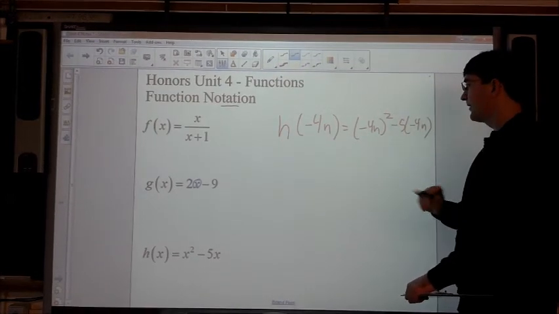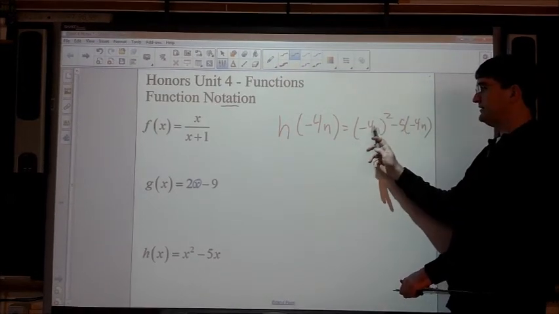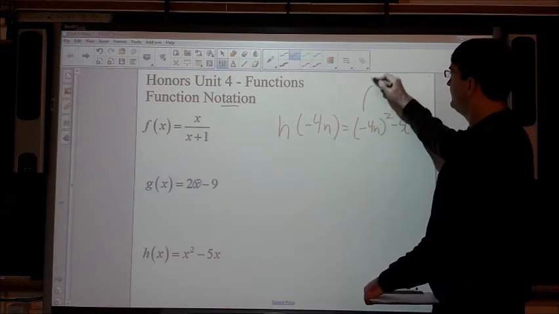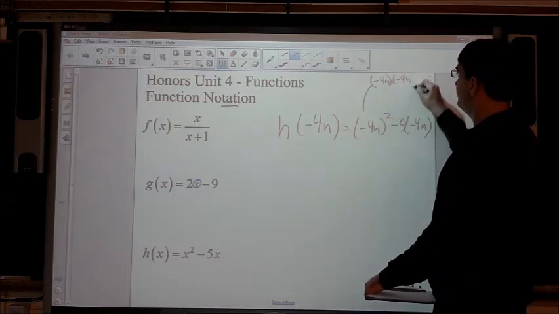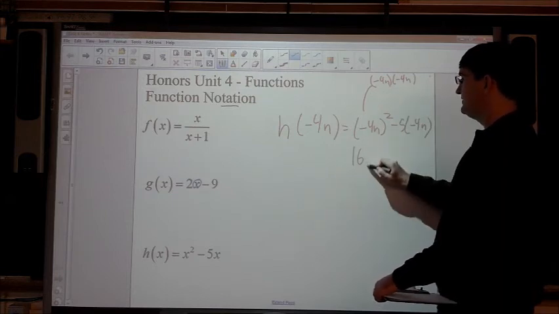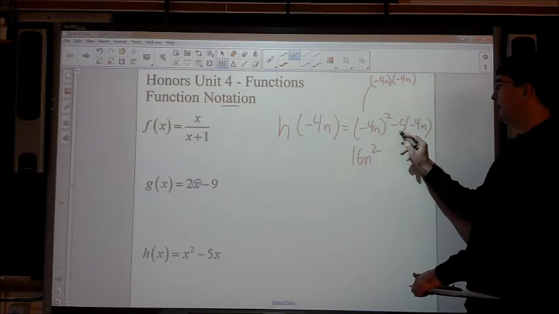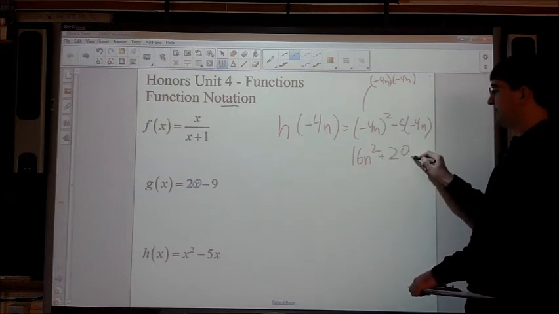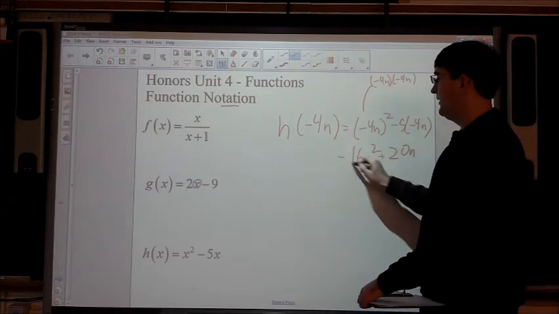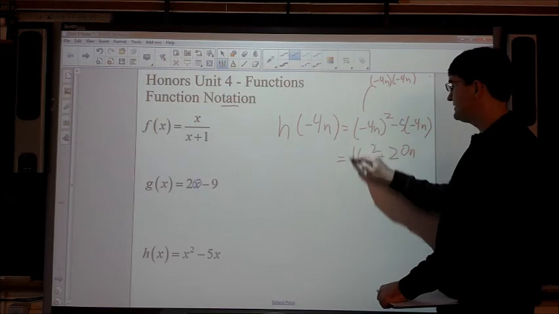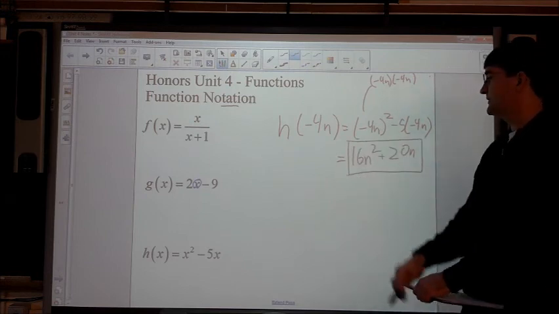4n. And if I'm squaring negative 4n, I'm saying negative 4n times negative 4n. Negative 4 times negative 4 is positive 16, n times n is n squared, and then I have negative 5 times negative 4n is positive 20n. And so that's what h of negative 4n is equal to, 16n squared plus 20n.